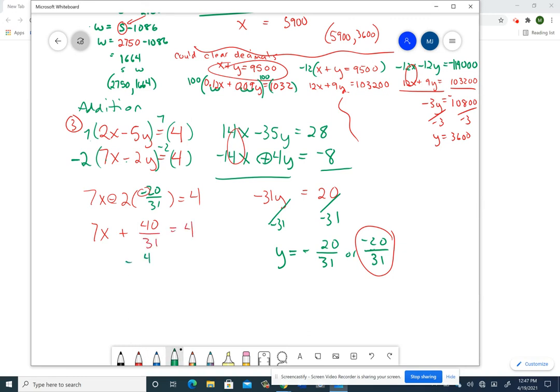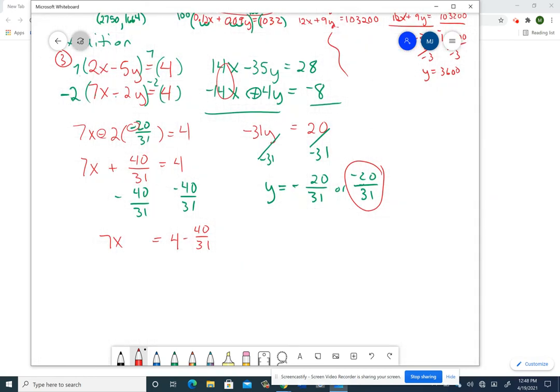And then you could take away the 40 over 31 from both sides, and that would give you that 7x equals 4 minus 40 over 31. So 4 minus, that's where the calculator can come in handy. I didn't need the calculator when I did the multiplying, but I do this a lot. I know multiplying just multiplies 2 times 20 and 1 times 31. So that's why I didn't, but I could have used my calculator.